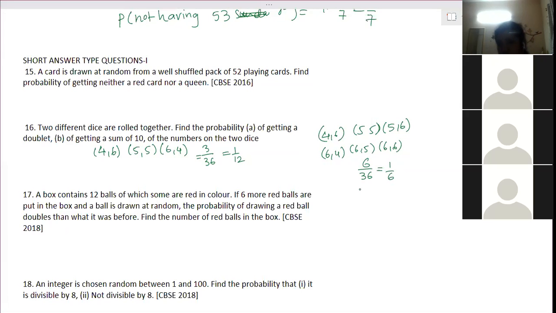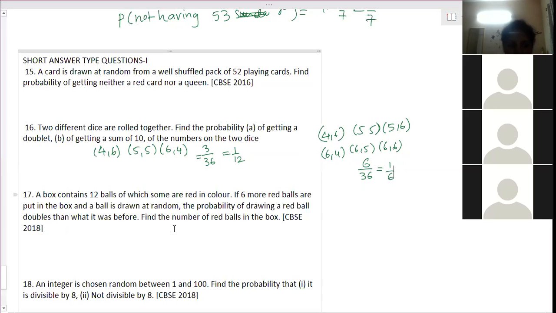Clear? Thank you. The 17th one, just now you have solved. 3 is the answer. Yeah. The 18th one.